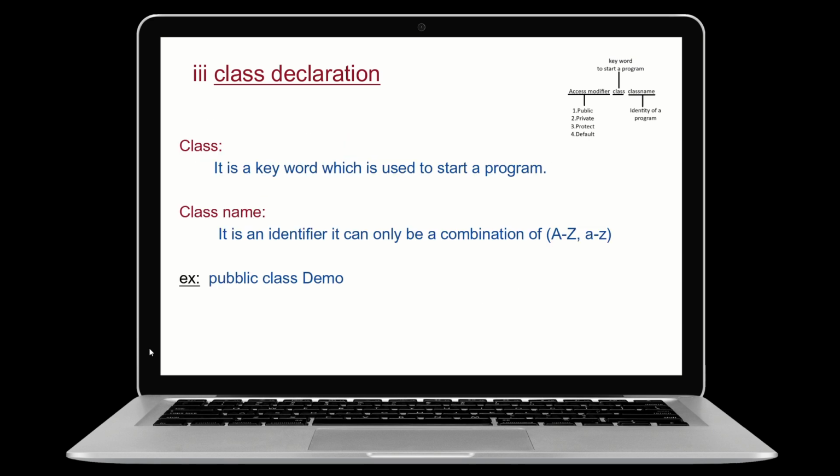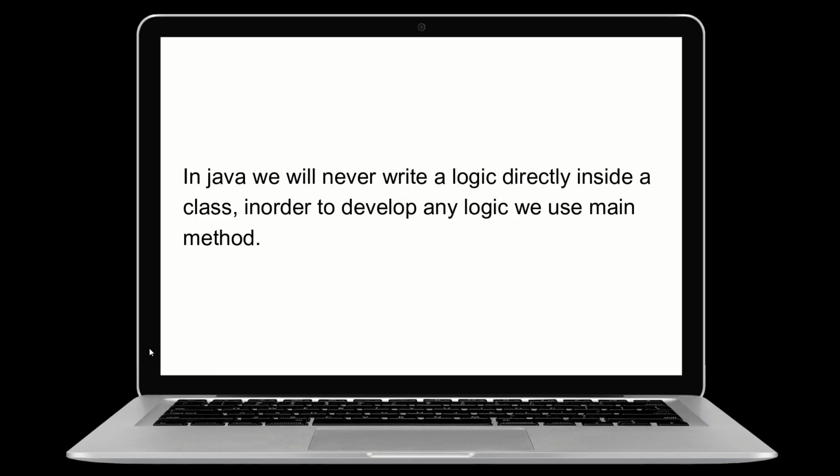Class. It is a keyword which is used to start a program. Class name is an identifier. For example, public class demo: here public is the access modifier, class is a keyword, and demo is the class name. In Java we will never write logic directly inside a class. In order to develop any logic we use the main method.